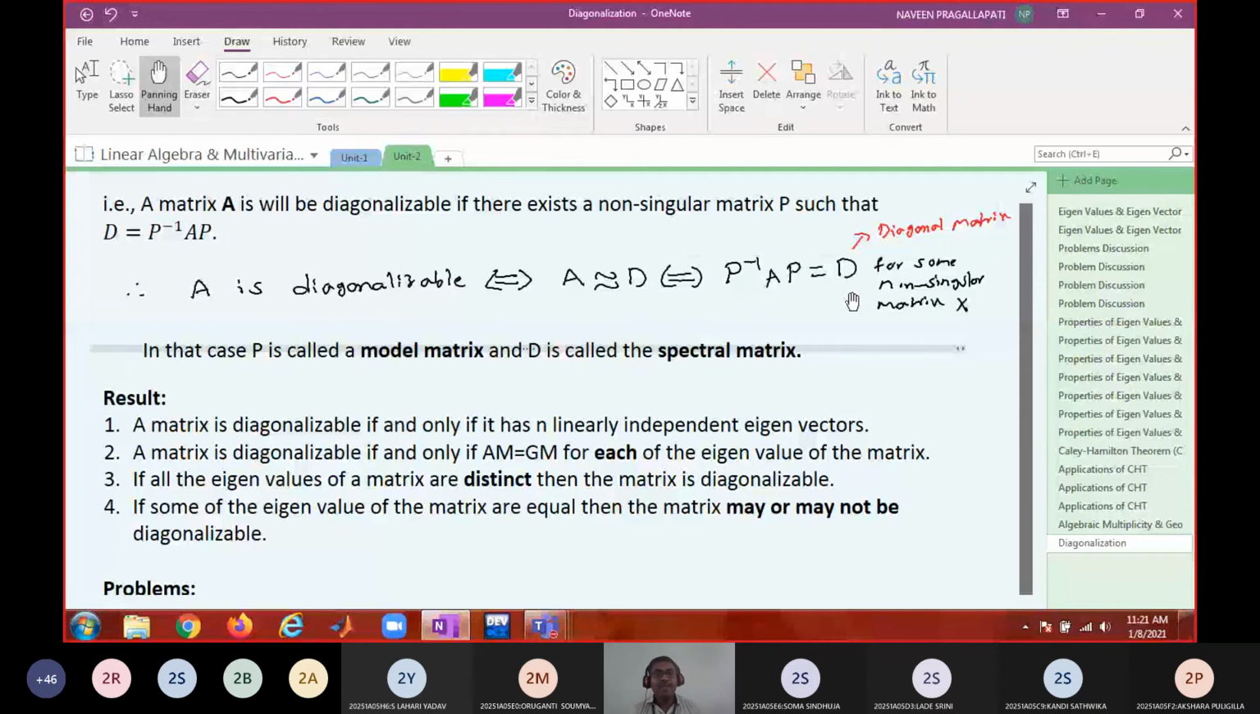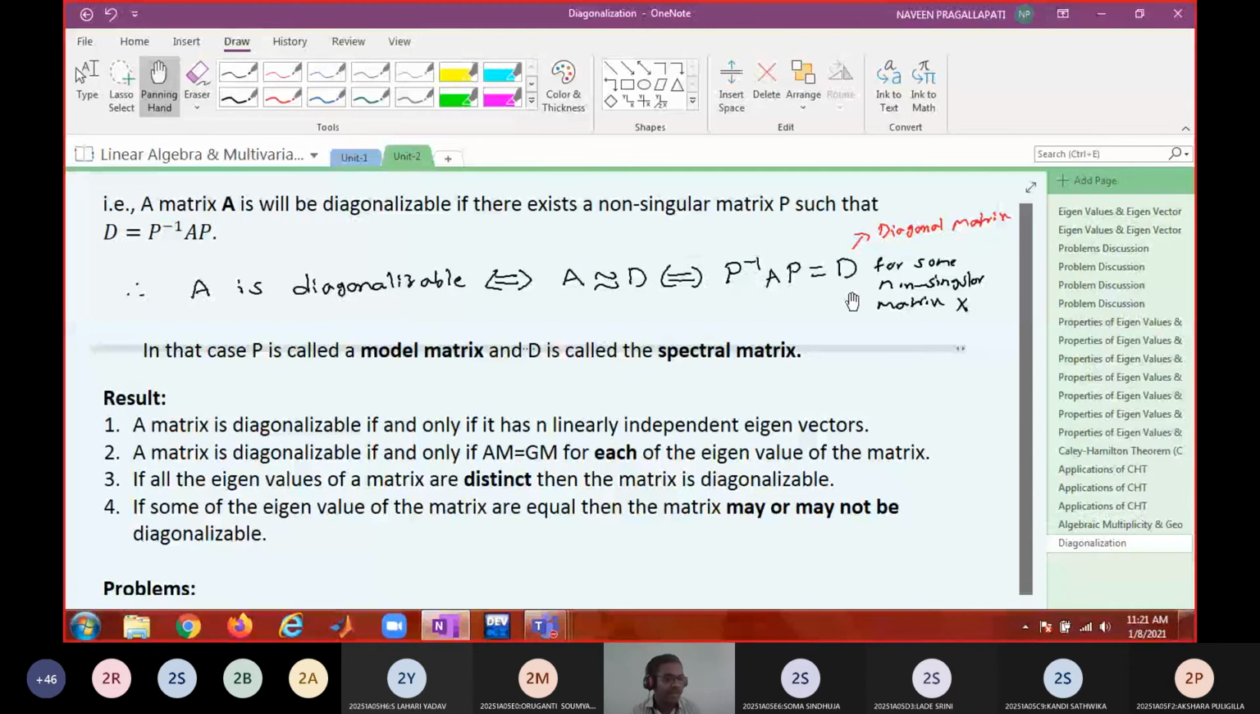Therefore, after finding P inverse AP, you will get a diagonal matrix. Ensure that all the elements that you got in D are actually the eigenvalues of A. If any diagonal element is not an eigenvalue of A, that means you made a mistake somewhere. Do you understand? So the final resultant matrix D should contain only the eigenvalues of A on the diagonal.